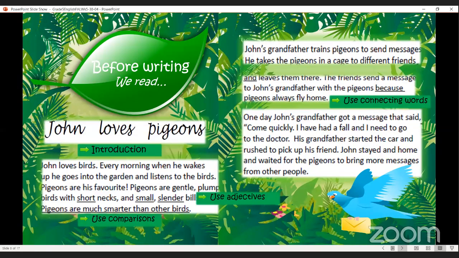Right, he takes the pigeons in a cage to different friends and leaves them there. So he is telling us 2 things he is doing. He's taking it to a friend and he's leaving it there. All right. The second connecting word is because. So now we use because as a reason. So he sends friends a message because pigeons always fly home. They always come home. Okay, so there's your reasoning.